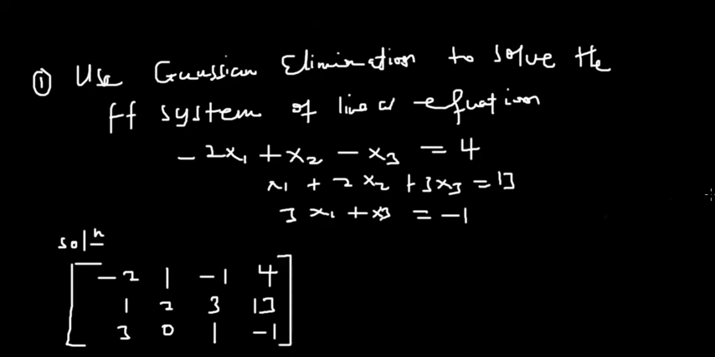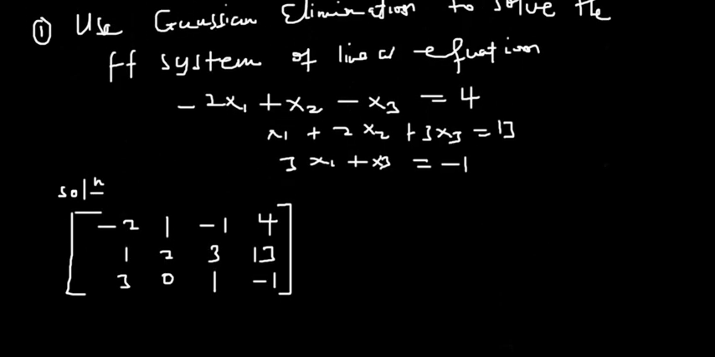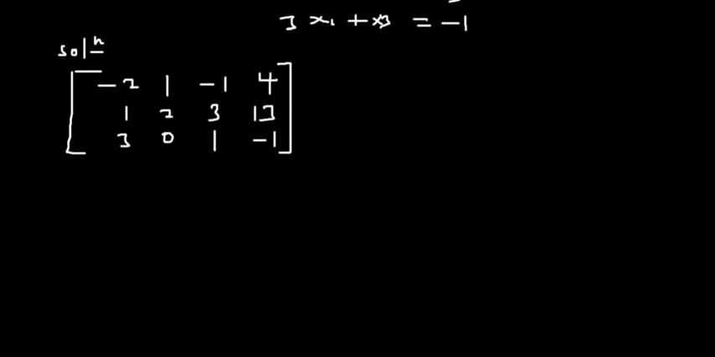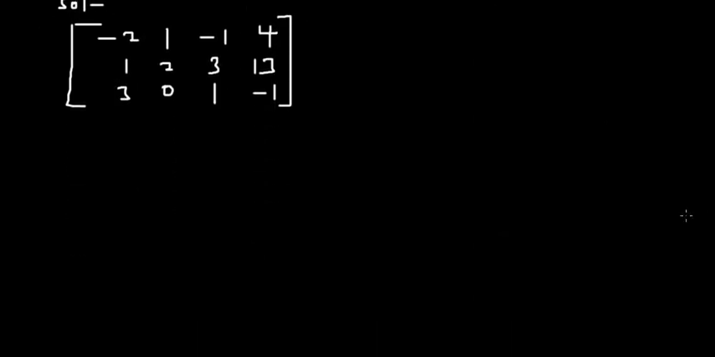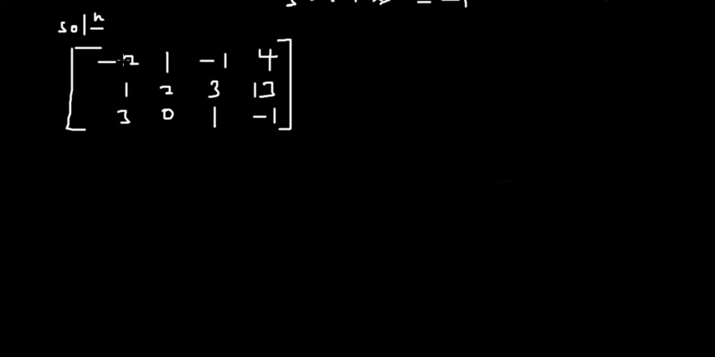Now let's try using the row echelon method to find the respective values of x1, x2, x3. We are using the Gaussian elimination to solve the following system of linear equations. Let's proceed. So first things first, we need a leading one over here.